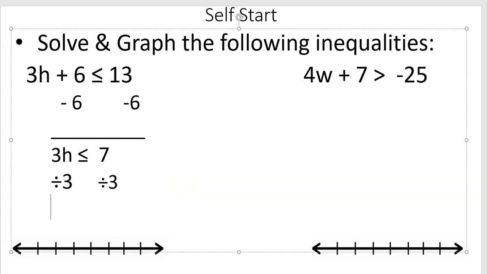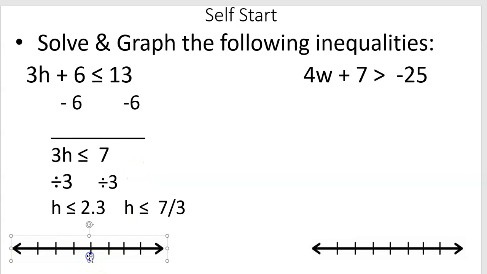Now, some of you put 2.3, and that is a great answer. Some of you put 2.3 with a bar over it. That's a great answer. As we move towards more algebra, the best answer is 7/3.